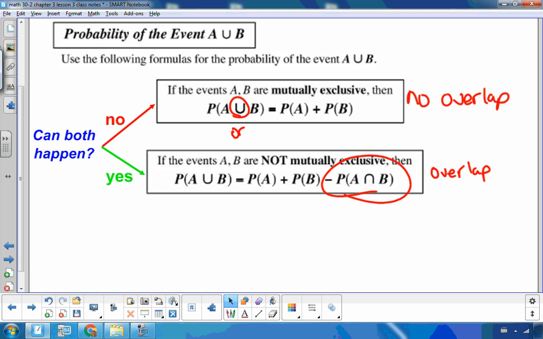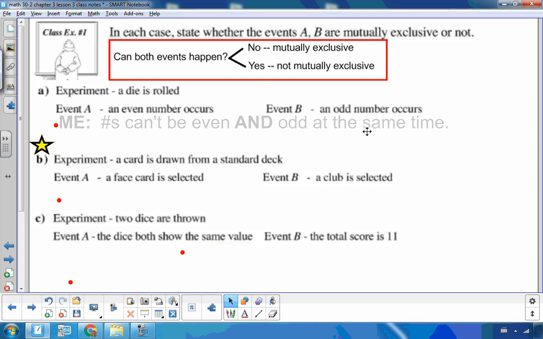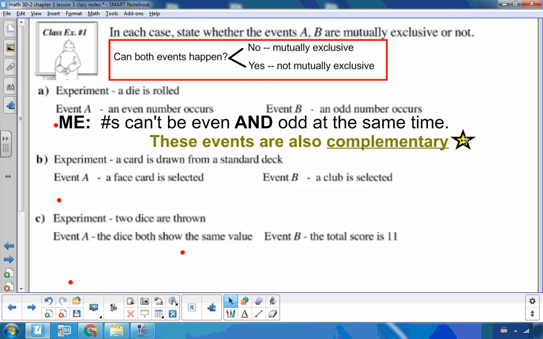So let's practice just categorizing as mutually exclusive or not. So can both events happen? So we're rolling a die. We're looking at even numbers and odd numbers. So can a number be both an even number and an odd number? They can't be the same at the same time. So these are mutually exclusive because both cannot happen at the same time. It can't be even and odd at the same time. Now, not only are these mutually exclusive, these are also complementary events because either it's even or it's not even, which is odd.